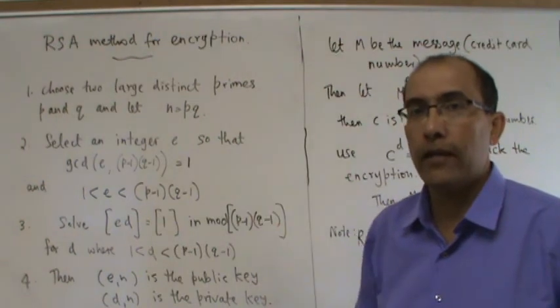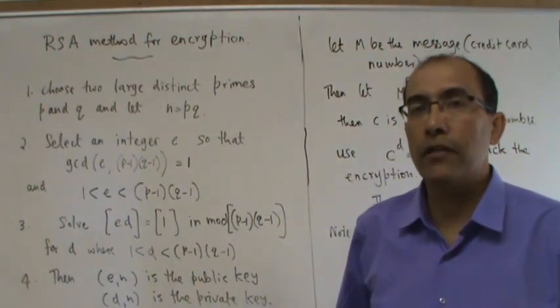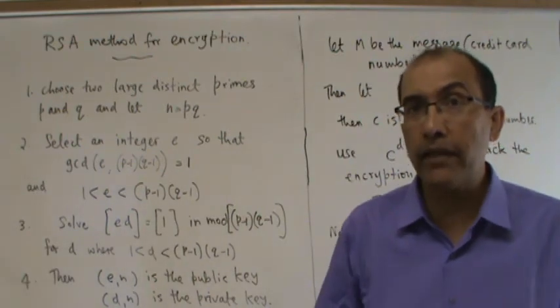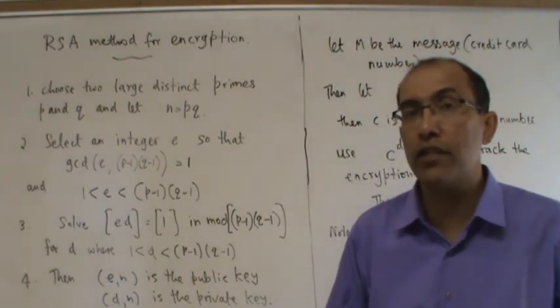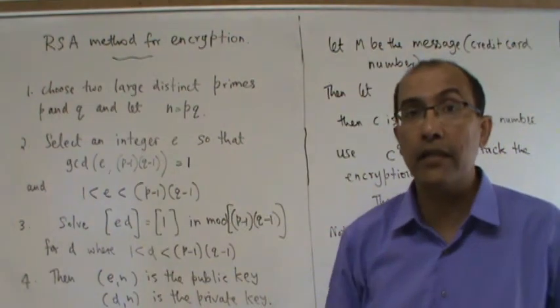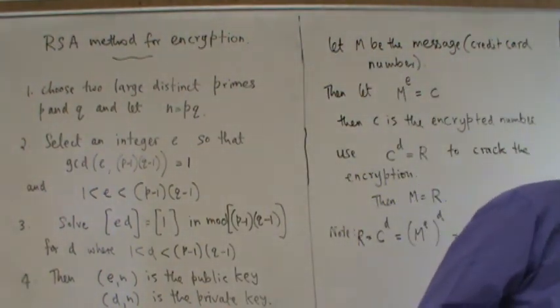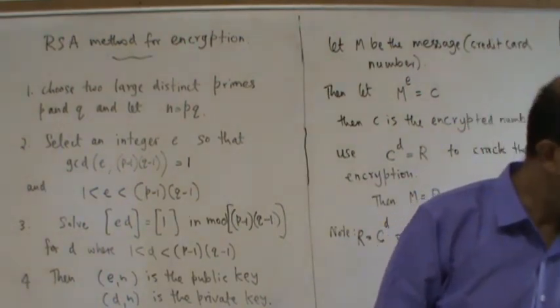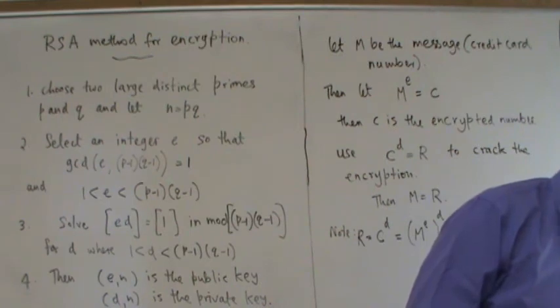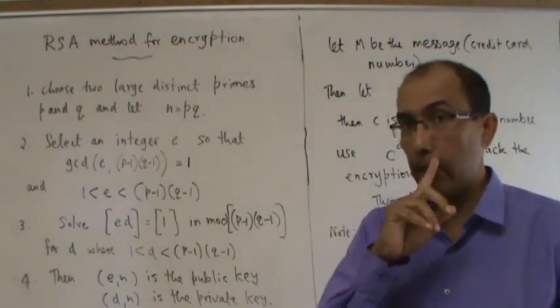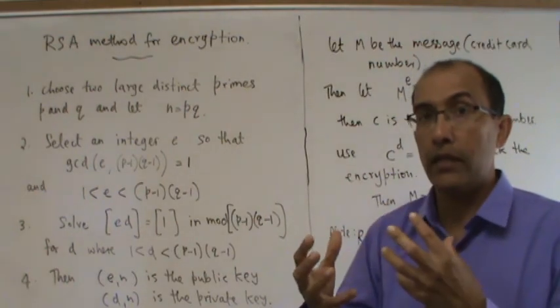Next we have an application of what we learned used in modern day banking and online transactions called the RSA method. It was discovered by Rivest, Shamir and Adleman, three mathematicians working on it. It's used for encrypting the data.